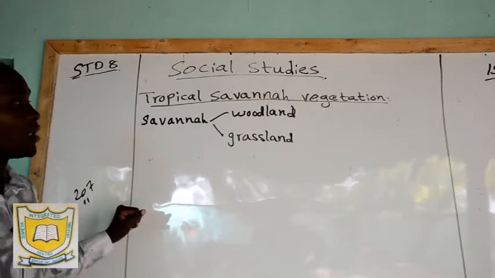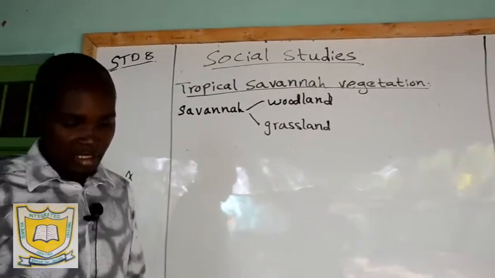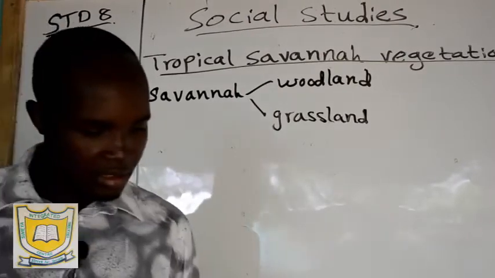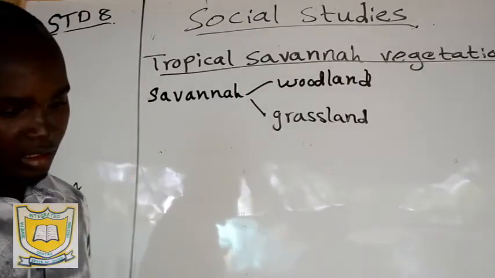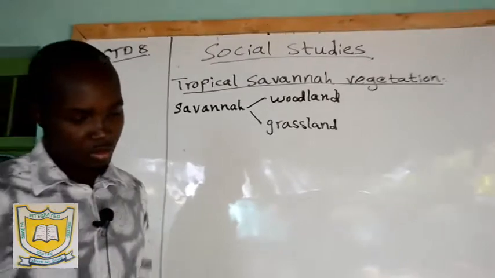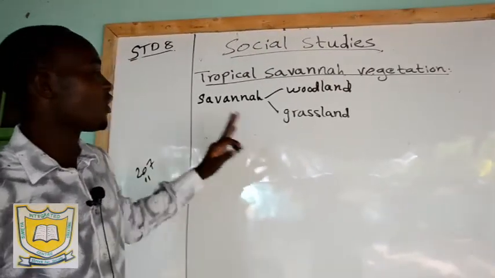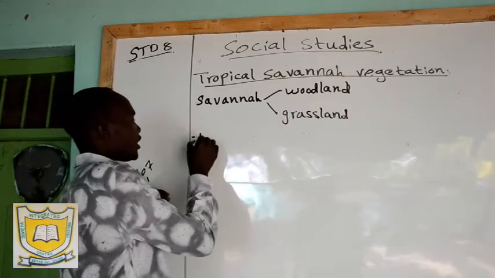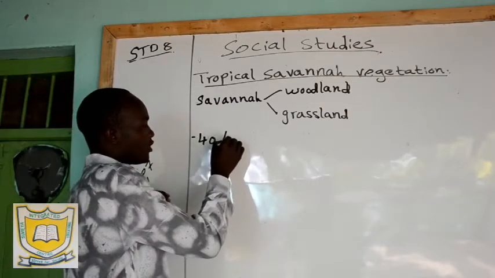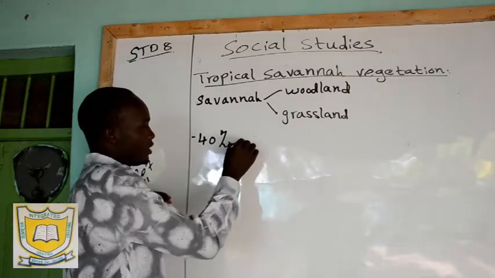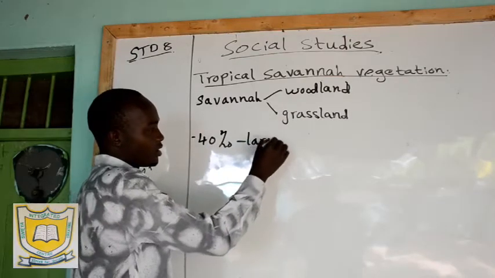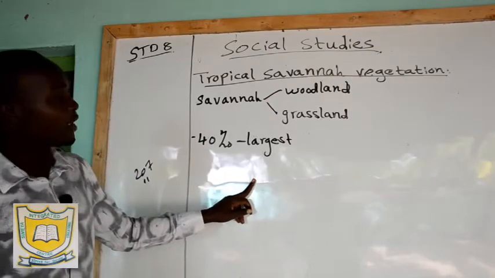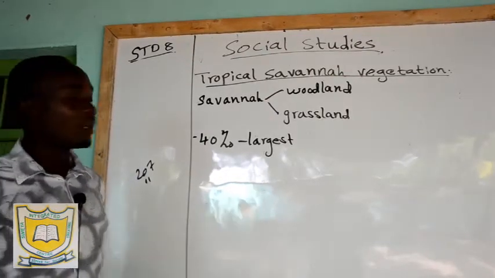In the savanna vegetation, savanna is generally found in areas north and south of the tropical rainforest. So you'll find it on the northern and southern sides of the tropical rainforest. And then we said savanna covers around 40% of the total land of Africa. This is one of the largest vegetation zones in Africa, so that's what we are talking about.